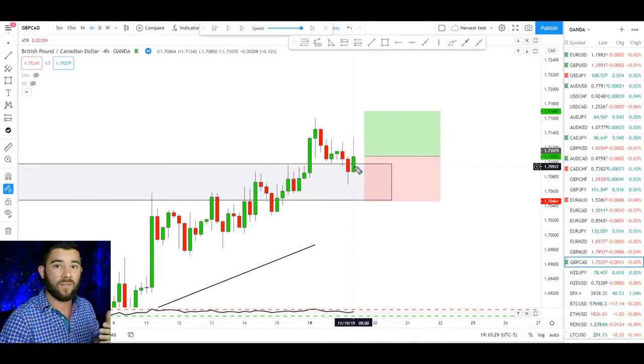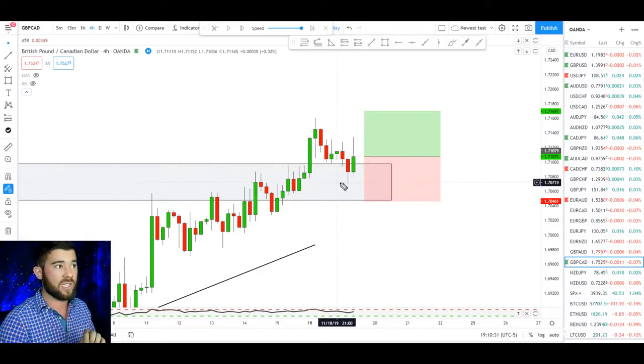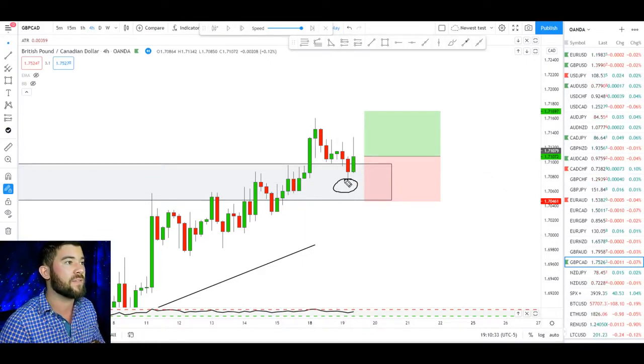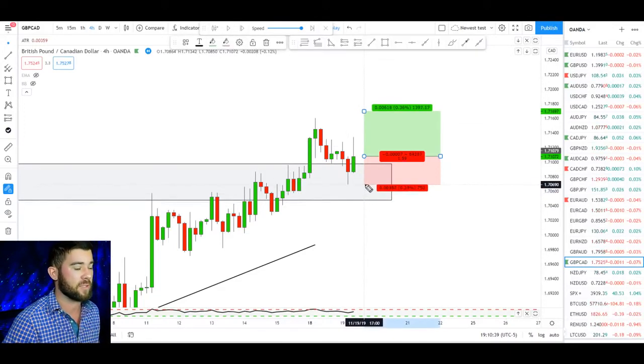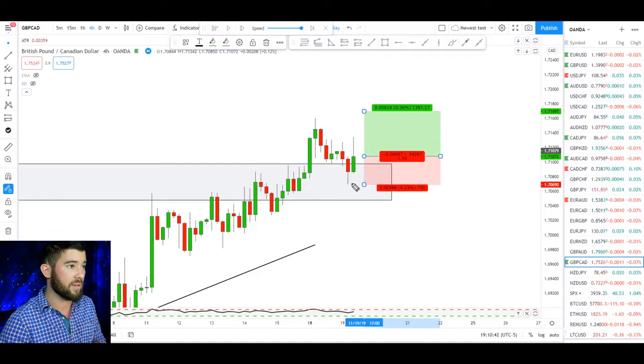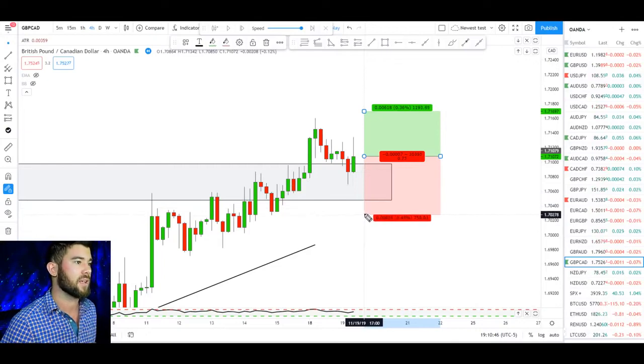Because of the fact that I waited for the pullback, I can now have a much smaller stop loss based on this previous swing low. So I have an ATR of 36 pips on my entry candle. I want to be 36 pips below my swing low. So 39, let's go 40 plus 36 is 76 pips. 76 pips would be about right here.